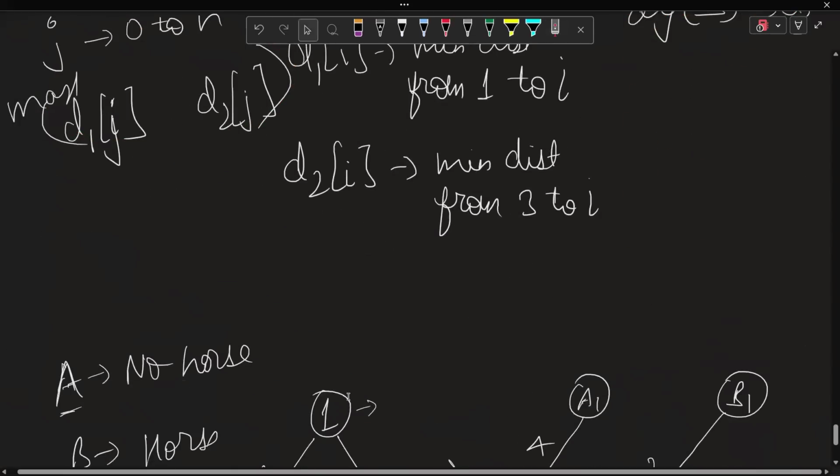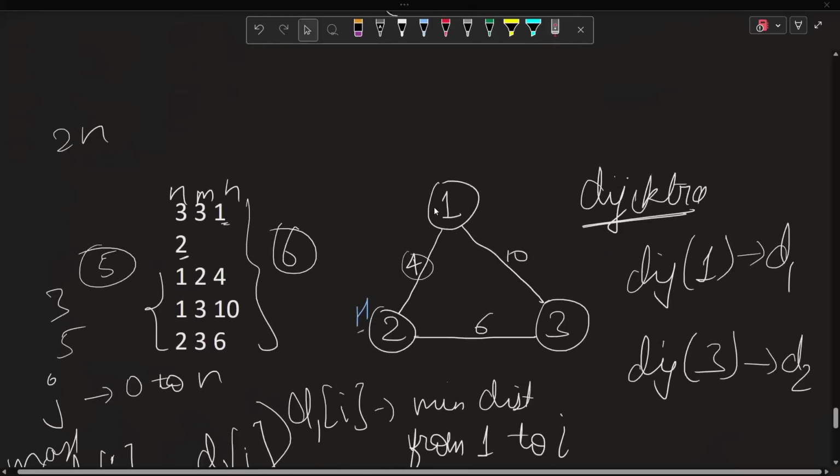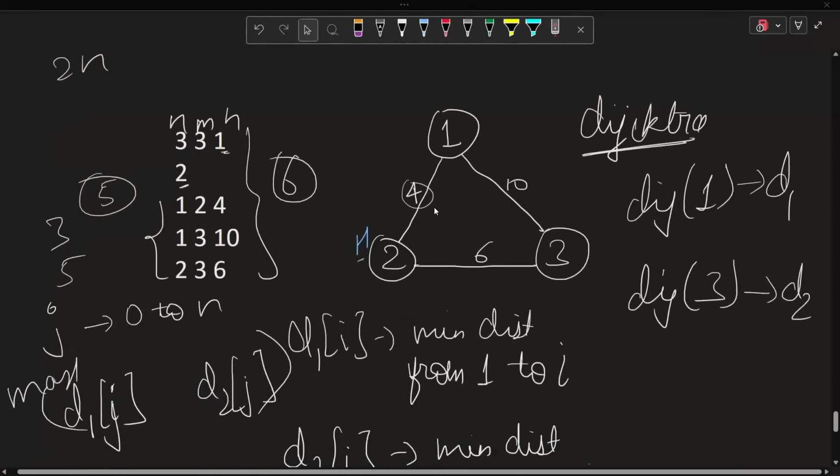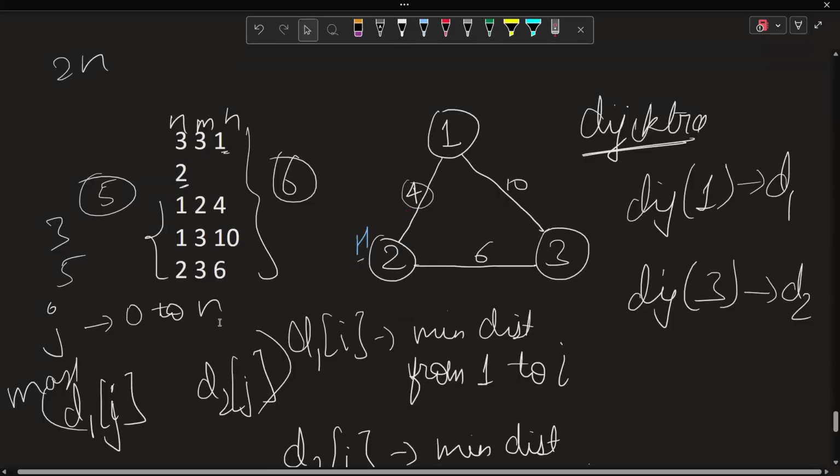I hope this part is clear to you. If there is any doubt, you can ask. Otherwise, we'll move to the code now. In the code, we'll see how we are managing this modified Dijkstra. If you have doubts, you'll understand better from the code.